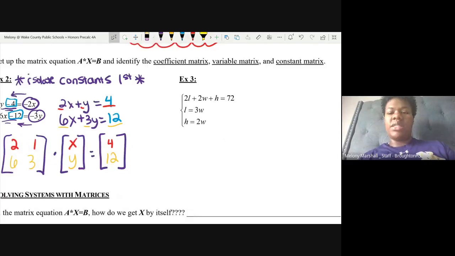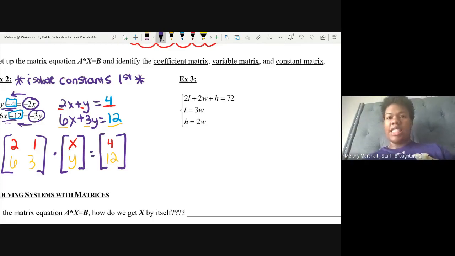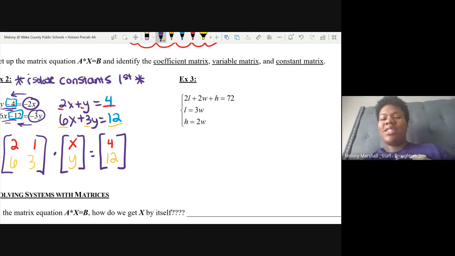Okay, so let's make sure everything's to the left. We got some variables on opposite sides, so we got to fix that. There are no constants on those two. So the question is, what is the constant? If there is no constant, the constant is 0. So let's begin. Oh, let's not start with the matrix. Let's rewrite our equations first.